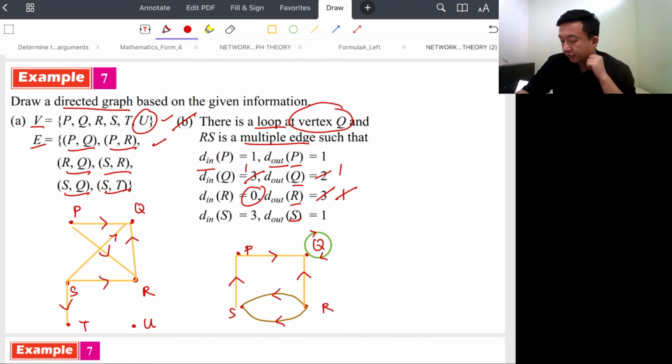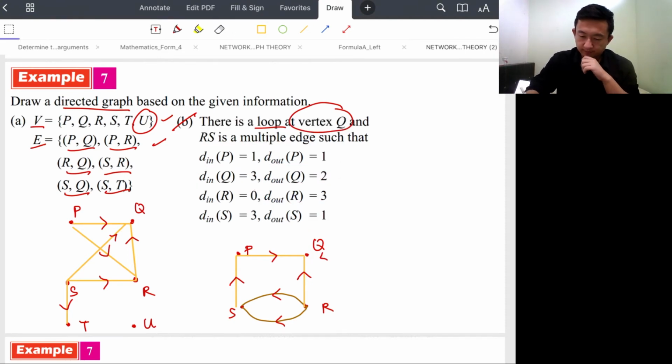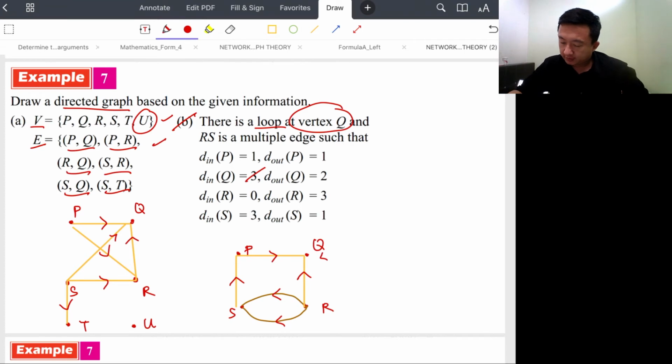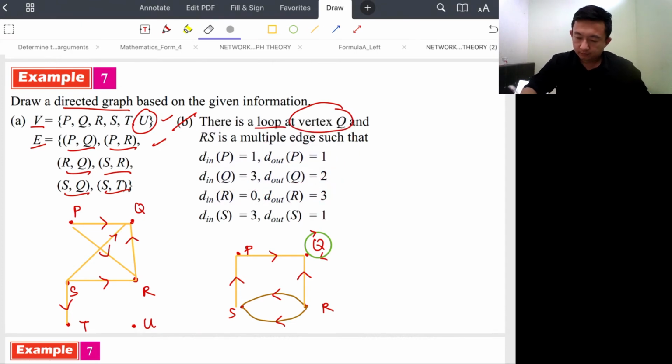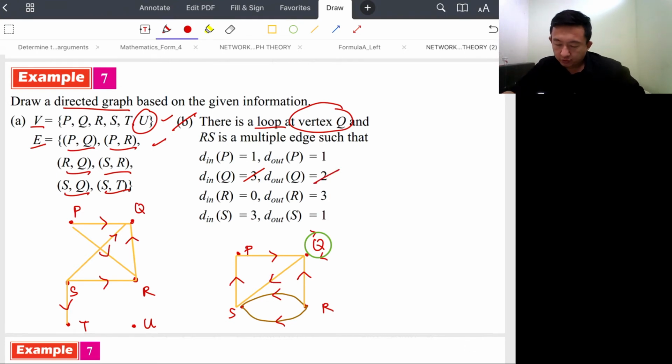So Q settled already or not? Q is, let's see, 2 in, 3 in already. Q is 3 in already. So 3 is settled. We check and see. Q 3 in already. Oh my god. Okay, 3 ins, 2 outs. Okay, 3 in, 2 outs.